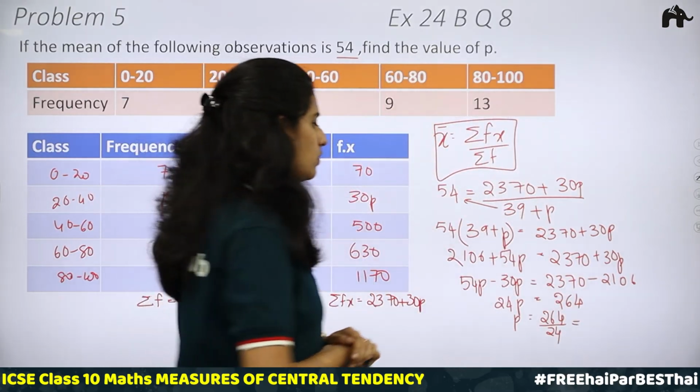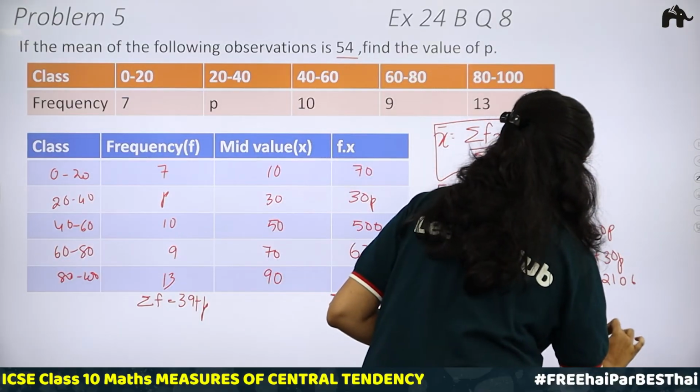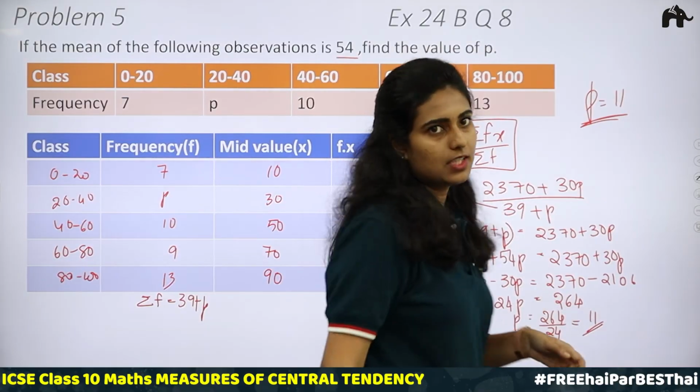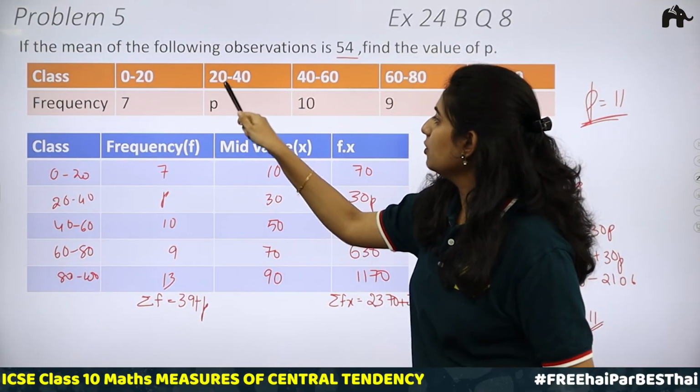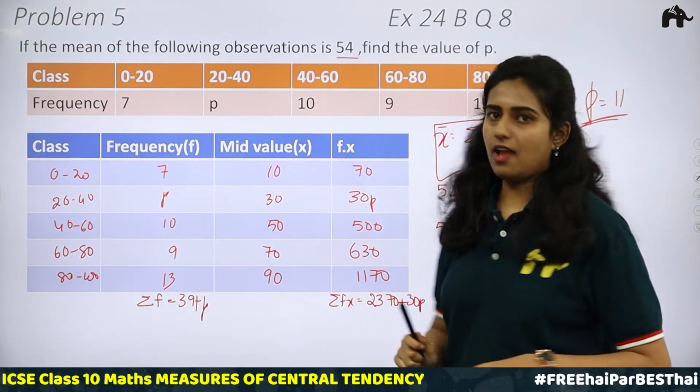264 by 24 will be equal to 24 into 11 is 264. So, the final answer is 11. The required value of p is equal to 11. Okay. Frequency for 20 to 40 class interval will be equal to 11.